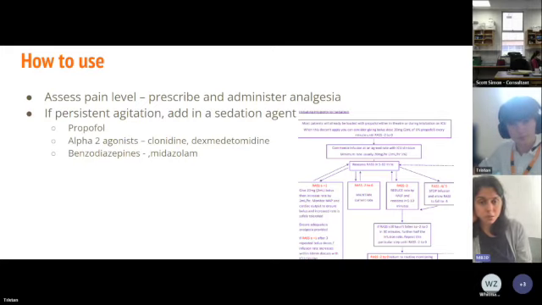Some of those are alpha-2 agonists such as clonidine or dexmedetomidine. So clonidine works in an opiate sparing way by stimulating opiate receptors, and it does need to be used with caution, and can cause withdrawal if it's suddenly stopped. Another option are benzodiazepines, such as midazolam, although because it has an active metabolite that accumulates, it would be used more on a bolus basis rather than an infusion, in which case you'd need ICU consultant input if it was to go onto an infusion.